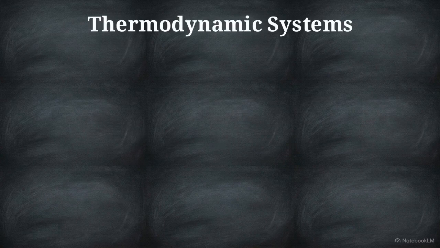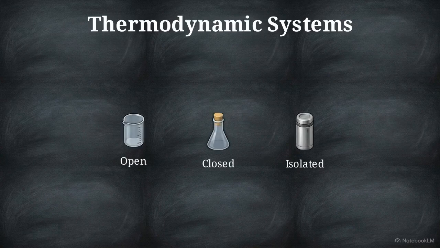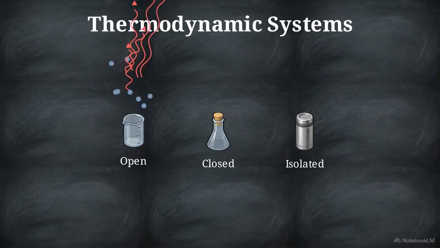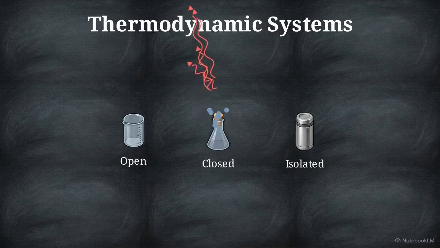This animated diagram shows how we classify systems by what they allow across their borders. An open system, like the open beaker, exchanges both mass and heat energy with its surroundings. A closed system, like the corked flask, traps mass inside but still lets heat flow in and out. An isolated system, like the thermos, completely blocks both heat and mass from crossing the boundary.